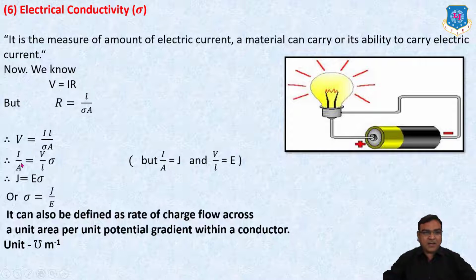Here I by A is equal to V into sigma by L. But we know that I by A is equal to J and V by L is equal to capital E. So J is equal to E into sigma, or you can say sigma is equal to J by capital E. So it can also be defined as the rate of charge flow across a unit area per unit potential gradient within a conductor. So the unit is per ohm per meter.